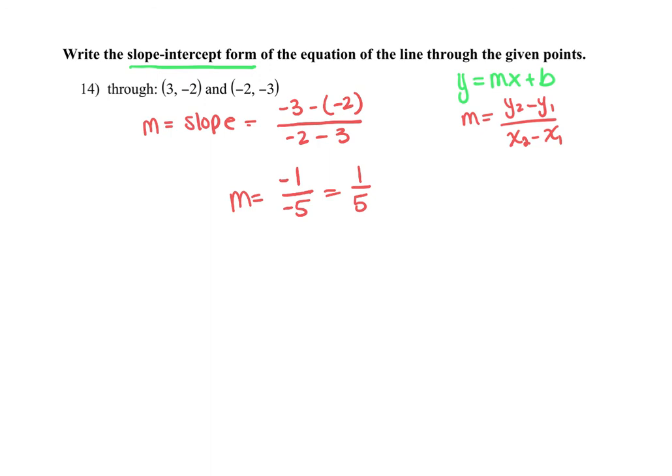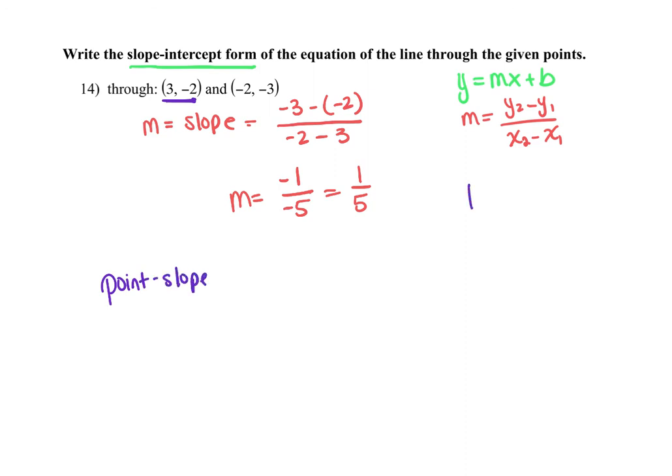I'm not done yet. They want the whole equation. I just found the m piece of it. I need to find the b piece of it, right? Typically you use point slope to do this. Either of these points will work. I'm just going to use the first one. So from here, you probably want to use your point slope.